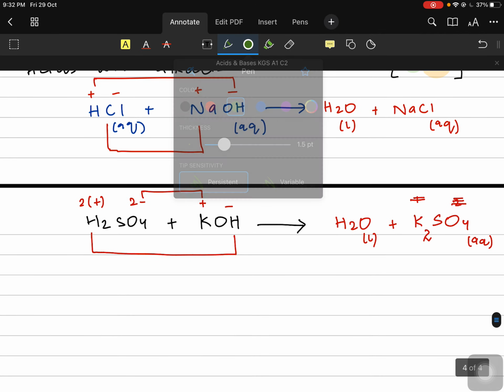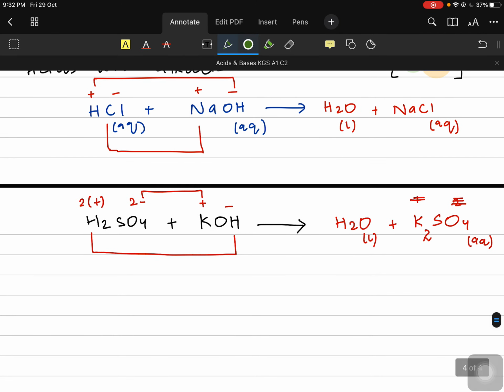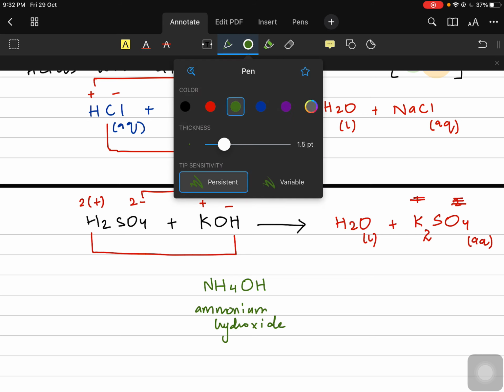Let's have one more example before we get done with this. Maybe we have one more alkali. Remember I mentioned that. So that is ammonium hydroxide. Ammonium means NH4. So it is ammonium hydroxide, which is again the fourth alkali. We don't have any other alkalis. We have LiOH, NaOH, KOH, and NH4OH. These are the only possible alkalis.